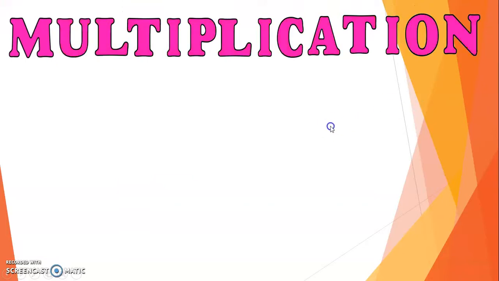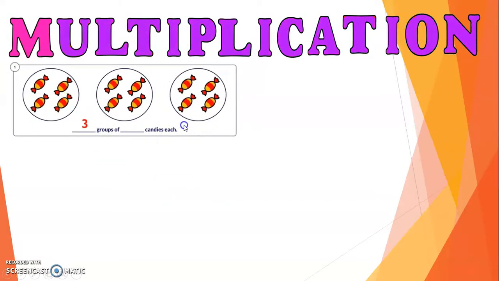Let's go for multiplication. We have two examples here. We have groups of candies, right? So we have to count how many groups of candies we have. 1, 2, and 3. So we have 3 groups of candies. So each group has how many candies inside the circle? So let's count. 1, 2, 3, 4 candies. Therefore, 3 times 4 is equals to 12.